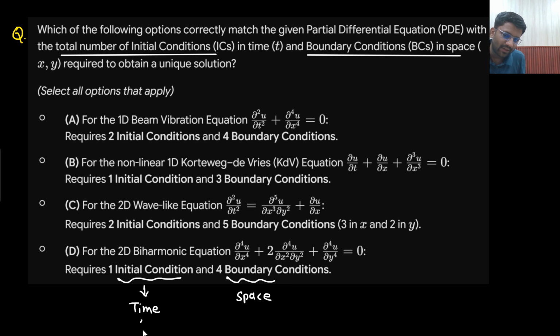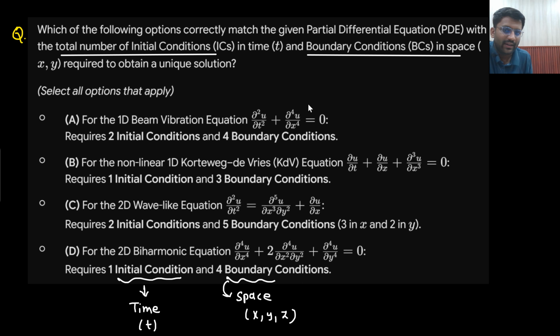What is the meaning of time? Time means t. What is the meaning of space? Space is x, y, z. So this is related with time, and this is related with space. Is that understandable to you? Okay. So now how will you find out how many initial conditions are required?